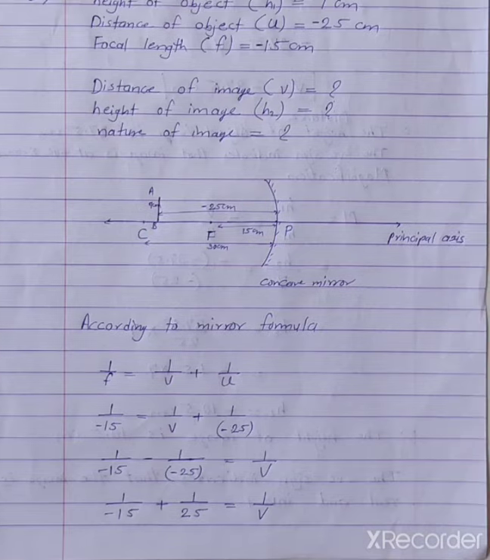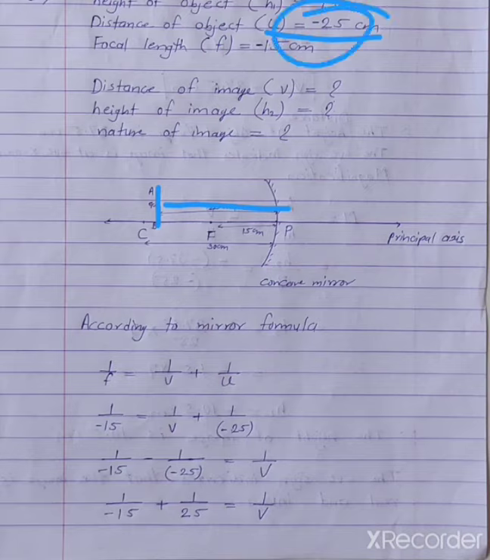Now the distance of the object is 25 centimeter. It means it has to be in between C and F. So this distance is equal to 25 centimeter, which is negative 25 centimeter. And this object is denoted by AB. The height of this object is 7 centimeter.